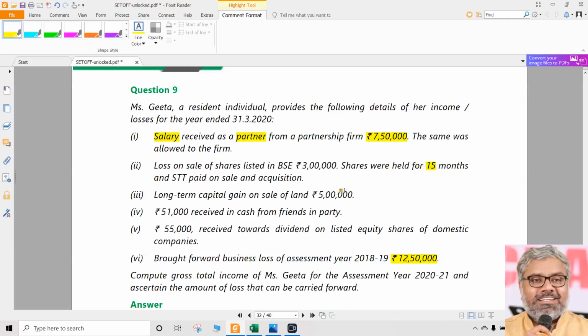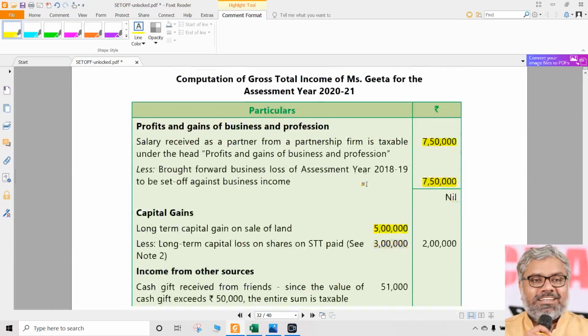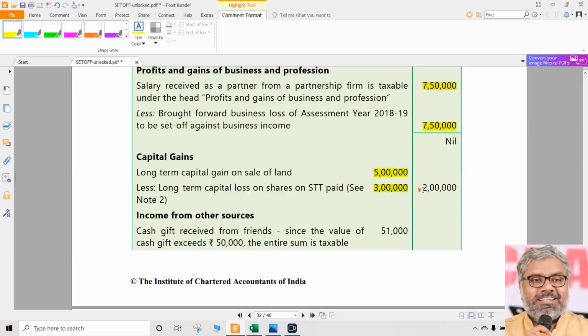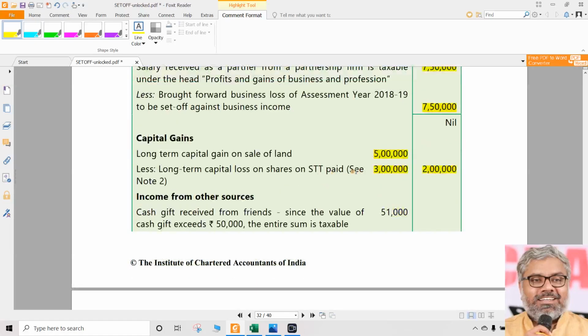See, shares held for more than 12 months are a long-term capital asset. So it is a long-term capital loss only. Can the long-term capital loss of 3 lakhs be set off against long-term capital gain? Absolutely no problem. So those two are set off, and finally 2 lakhs is going to be taxable.